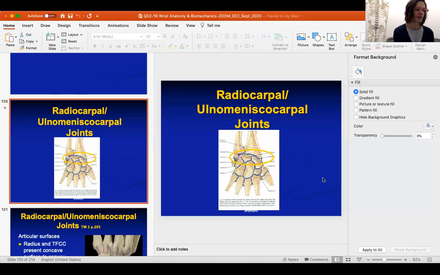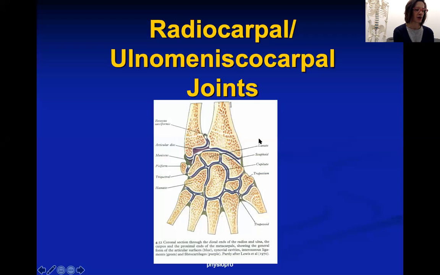We're going to talk about the radiocarpal and the ulnomeniscocarpal joints, both a little bit of anatomy and a little bit of biomechanics. So I'll just share the screen. So these are the joints that we're talking about here. So the radiocarpal between the radius and the scaphoid and the lunate, as well as the ulnomeniscocarpal joints. And we talk about the meniscal part because don't forget we have that fibrocartilage of the triangular fibrocartilaginous complex.